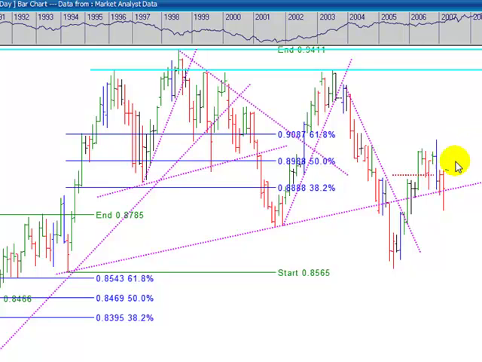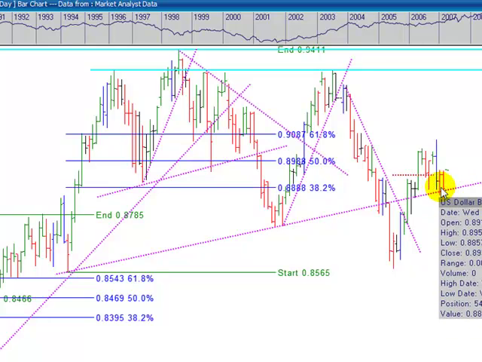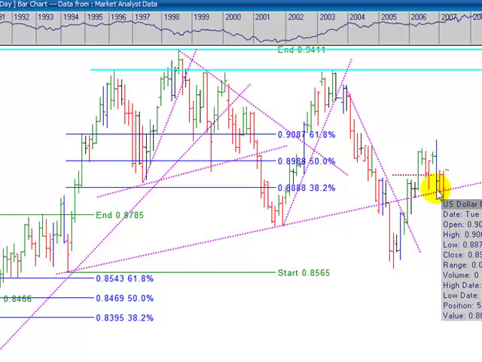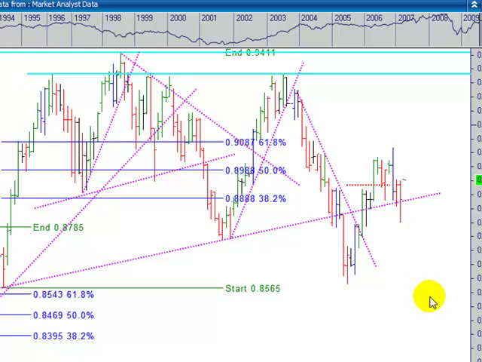And now we are actually in a short trade in this market because that blue bar there is an outside bar, which is a very strong reversal bar. It looks like this market will be heading further south.